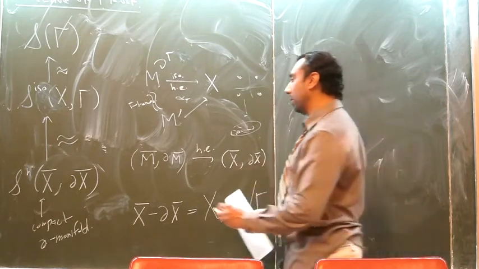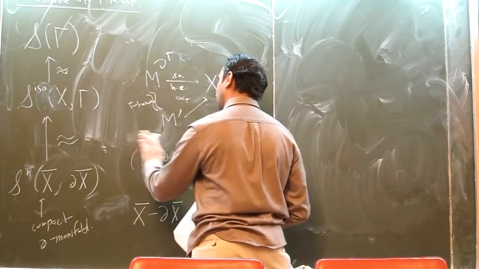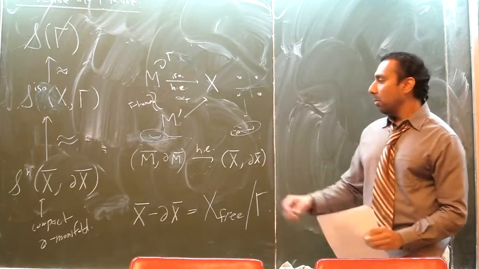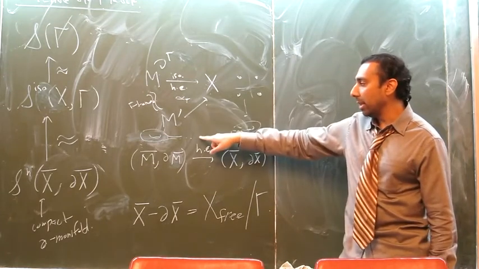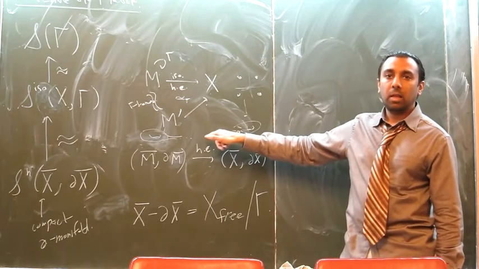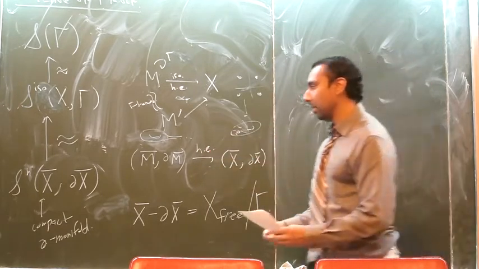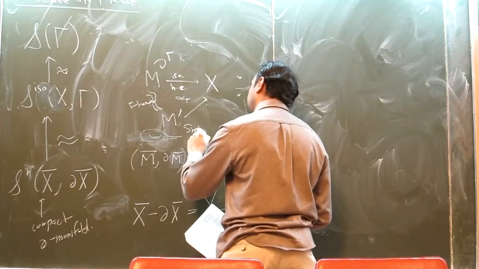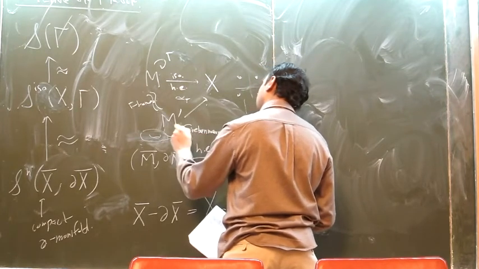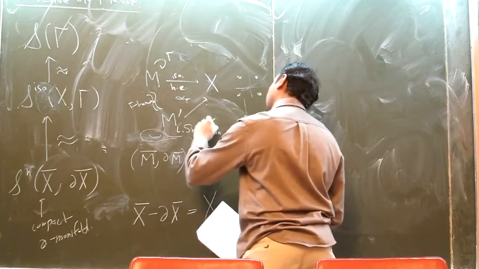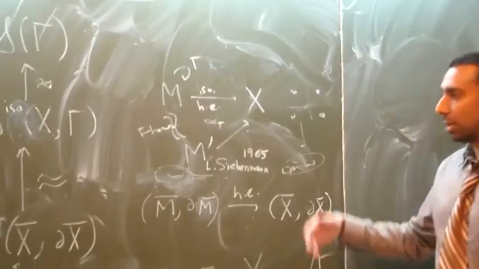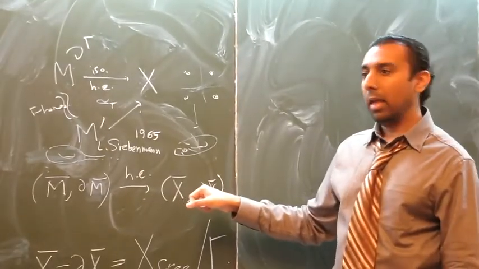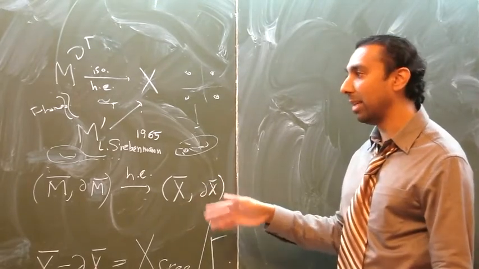So I have some open manifold. Maybe it looks like this, where I divide after removing the singular set, and I want to compactify it. And this is a problem studied by Siebenmann in 1965. It was his PhD thesis. When can you, on a topological or smooth or PL manifold, put a boundary on this? And he has some necessary conditions. There's some kind of tameness condition.